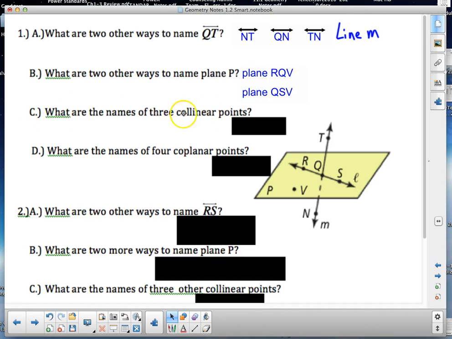Okay. Now, what are the names of 3 collinear points? Collinear points are 3 points that are on the same line. R, Q, S are collinear. T, Q, N are also collinear, but I just wanted one set. So T, Q, N is good, or R, Q, S is just as good. What are the names of 4 coplanar points? 4 points that are on the same plane. P isn't included as a point because it does not have that dot representation of a point. So we have R, Q, S, and V as 4 coplanar points.